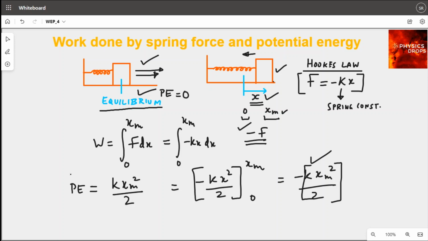And this is true because this is a closed system, and according to the law of conservation of mechanical energy, the energy is completely conserved in the system. So when the kinetic energy is 0, the entire energy is potential energy, and that happens at the extreme position. But when the block is released, it will have a velocity at the equilibrium position, and at the equilibrium position the entire energy will be kinetic, because the potential energy is 0 at the equilibrium position.